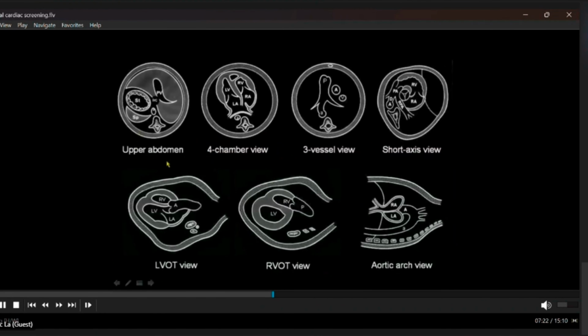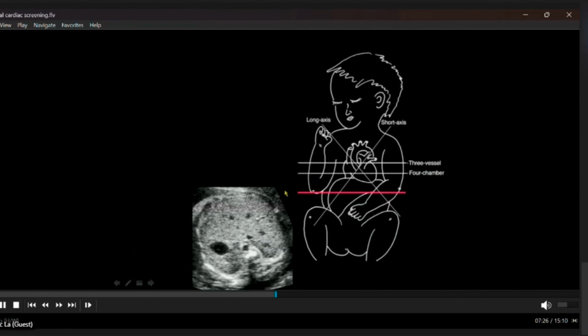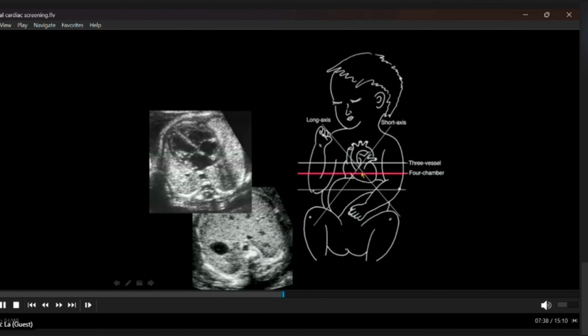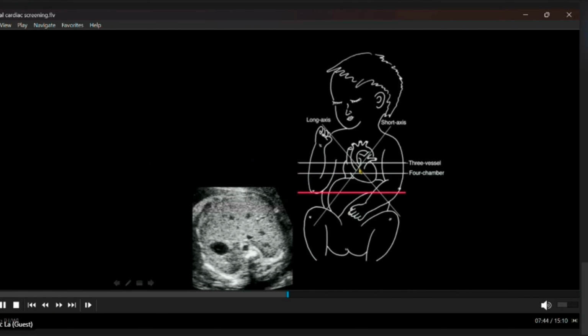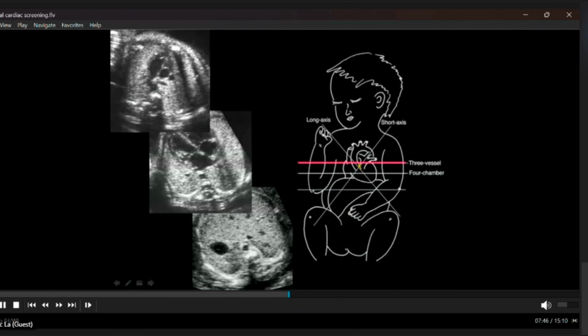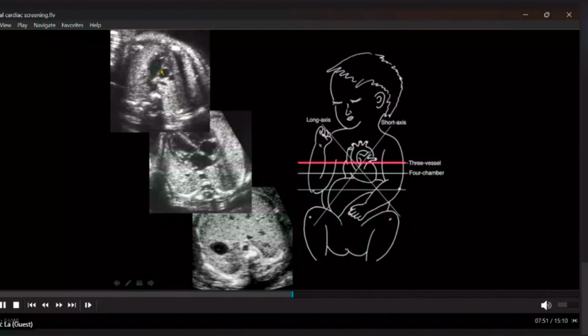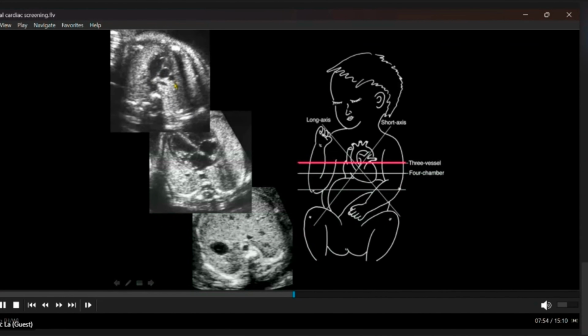How to obtain the views? We'll go through them quickly. The upper abdomen view is basically just a straight axial cut through the upper abdomen, through the liver, and then through the descending aorta and IVC. Then just move above that, straight in the axial plane, and you will see the 4 chambers view. Move one step more, and you will see the 3 vessels view, because you will cut the heart just above the 4 chambers level.